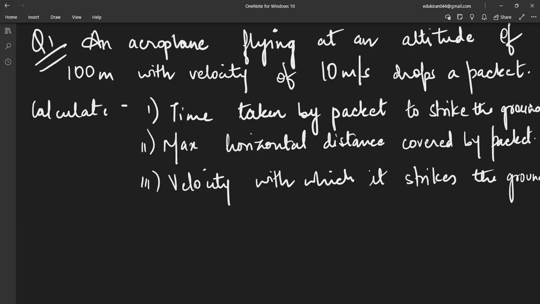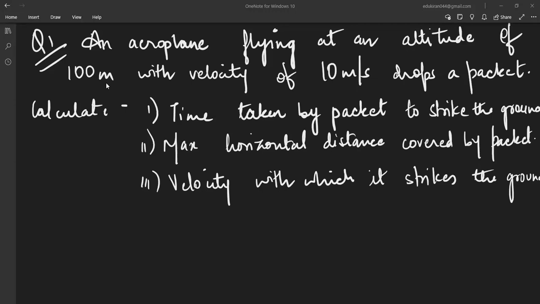Ma'am, in this question, we need to use the root 2h by g, right? Yes, Sarah, which part are you saying? About the second question, we need the range of motion. Yes, we have to actually calculate the range of motion only. So whatever answer you get for the first part, the time period, just multiply it with the initial velocity. What is the formula of range? It is u into under root 2h by g. And what is under root 2h by g? That is your time period only.